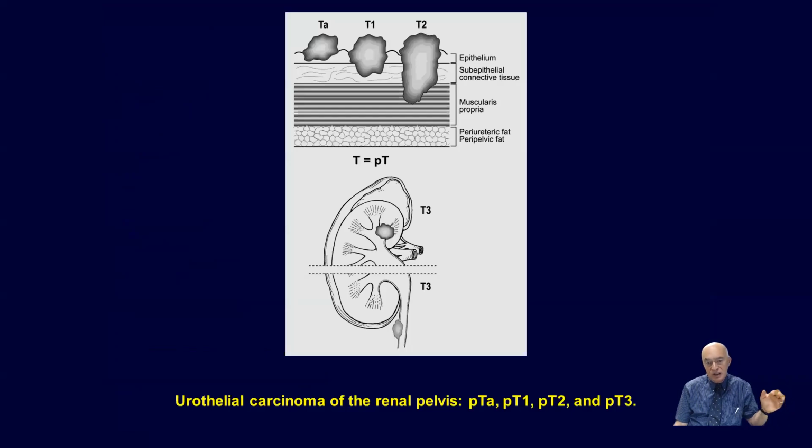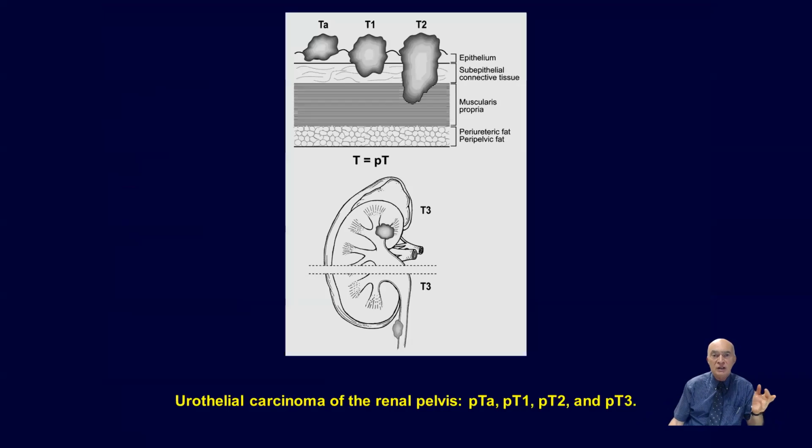This is another graphic in cases of urothelial carcinoma in the renal pelvis. When we talk about kidney tumors, we always need to remember that the renal tumors are not only in the renal parenchyma, but the pelvis also corresponds to the kidney.